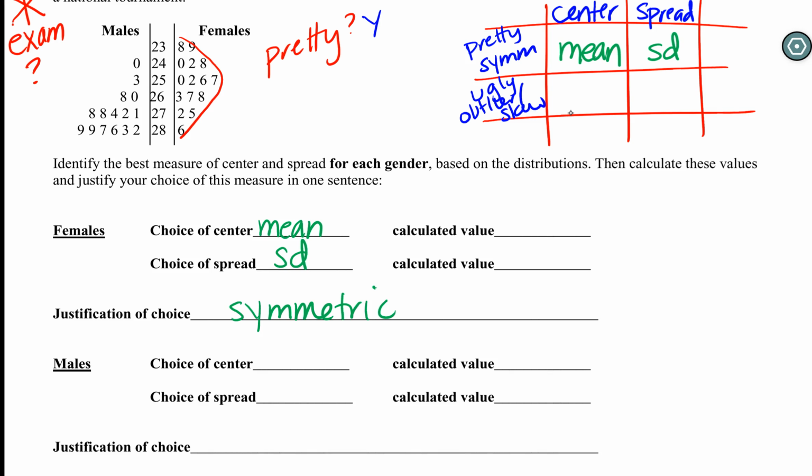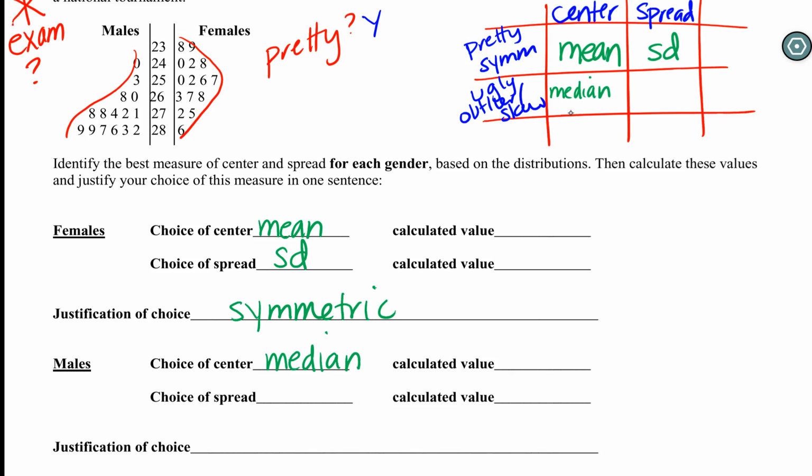For the male data, I come over to this side. Is this pretty? Hell no. This is not pretty at all, which means we need to be looking at our ugly data options. So what are our options for ugly data? For the center, this is when we want to use that median, the middle value. It ignores these couple of low scoring males from the bowling tournament. So there we go, median.